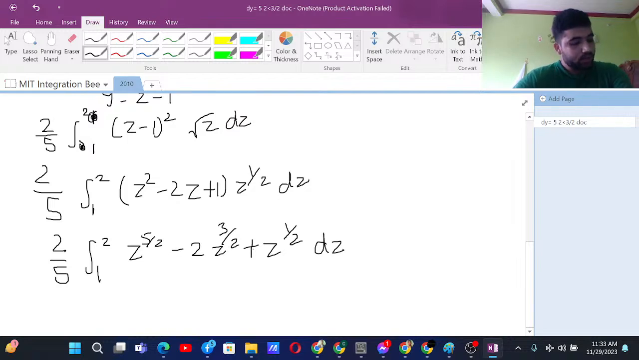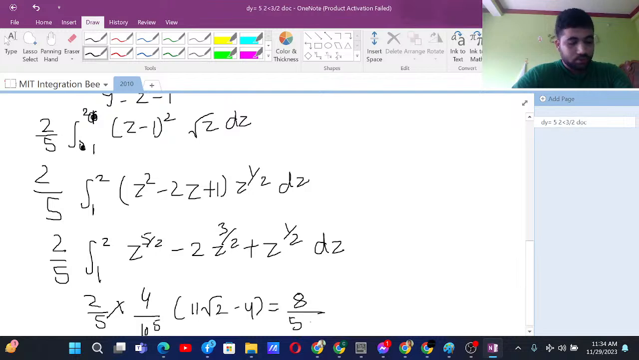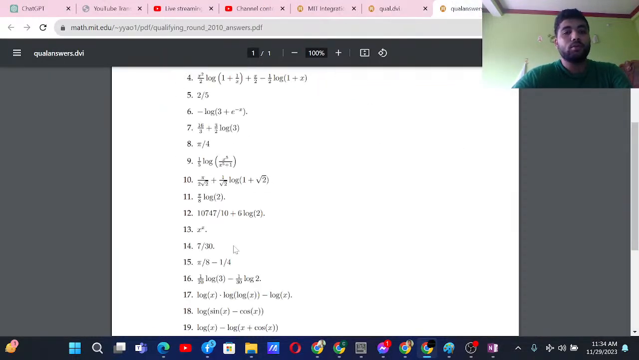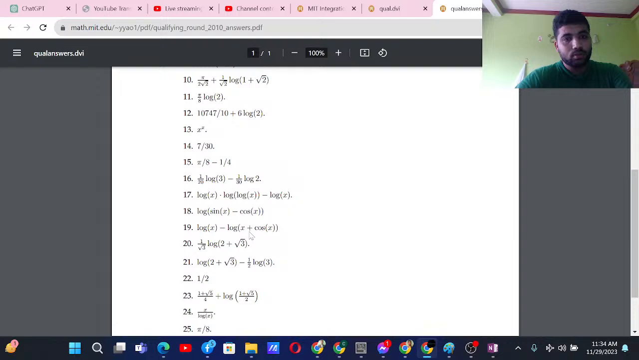Now we can just integrate it by parts, so I don't think that's really hard. And if we integrate and then substitute the limits, you will get 4 by 105 times 11 root 2 minus 4, and multiplying this we will have 8 by 525 times 11 root 2 minus 4, and that's the answer. 8 by 525 times 11 root 2 minus 4.